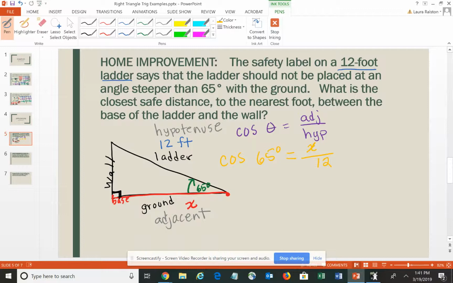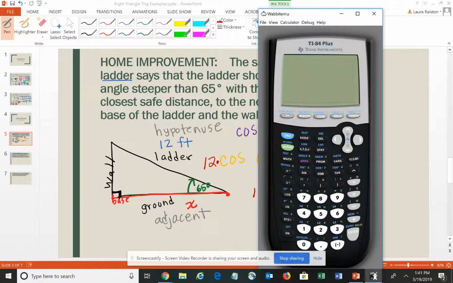So I have kind of a good old basic equation. I'm trying to solve for x. In this scenario, to solve for x, I need to undo the division. And to undo the division, I'm going to multiply both sides by 12, so that I have 12 times the cosine of 65 degrees equals x. Now to solve that, guys, you're going to have to get your calculator out.